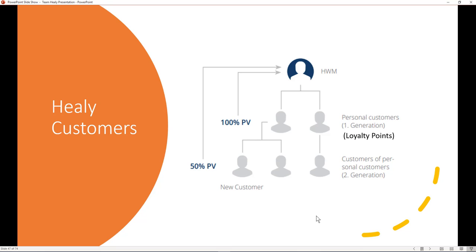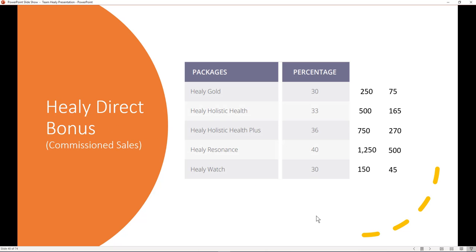In addition to customers, the second class of people are members. Those are people like you who are interested in building a Healy business. Another way you get compensated is what's called the Healy Direct Bonus. That's really pretty easy. Those are like direct commissions. And when you sell certain things, you receive these direct commissions.